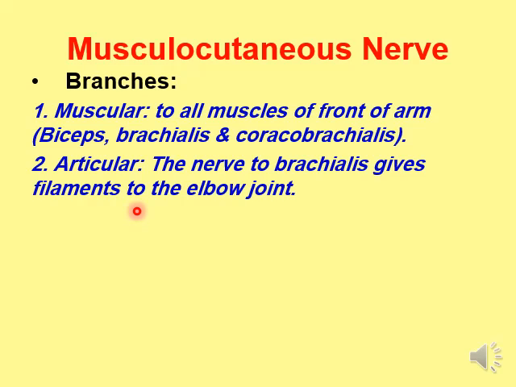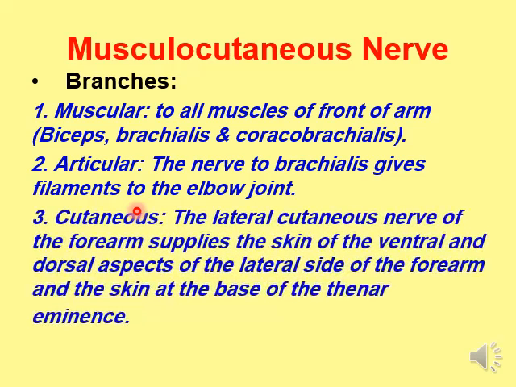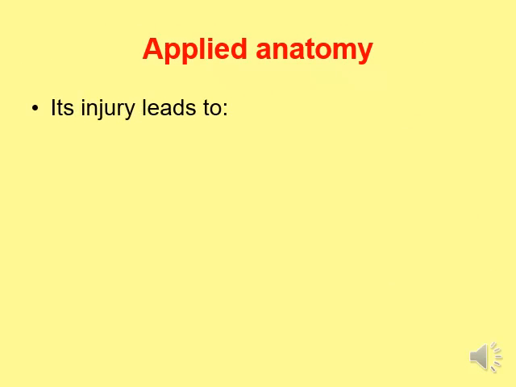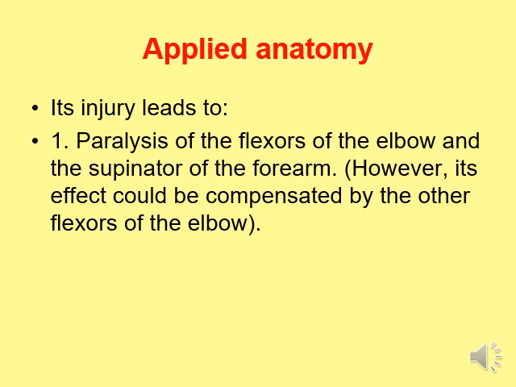Branches: at first, it gives muscular branches, as you know, to biceps, brachialis, and coracobrachialis, the three muscles in the front of the arm. Articular branches: the nerve to brachialis gives a filament to the elbow joint. The cutaneous supply: the lateral cutaneous nerve of the forearm, which is the continuation of the musculocutaneous nerve, supplies the skin of the ventral and dorsal aspects of the lateral side of the forearm till it reaches the base of the thenar eminence.